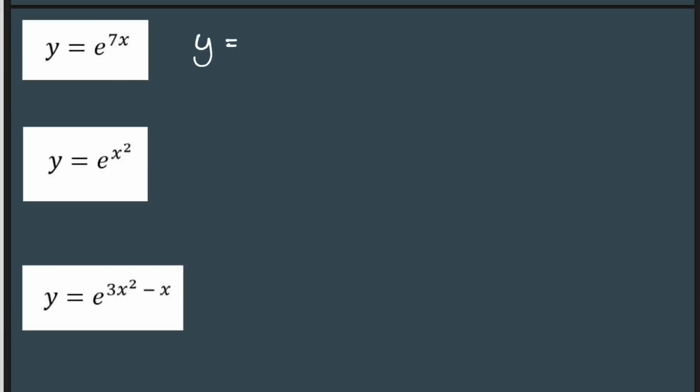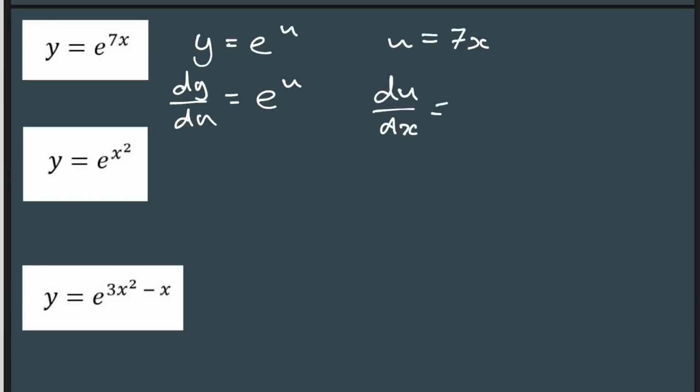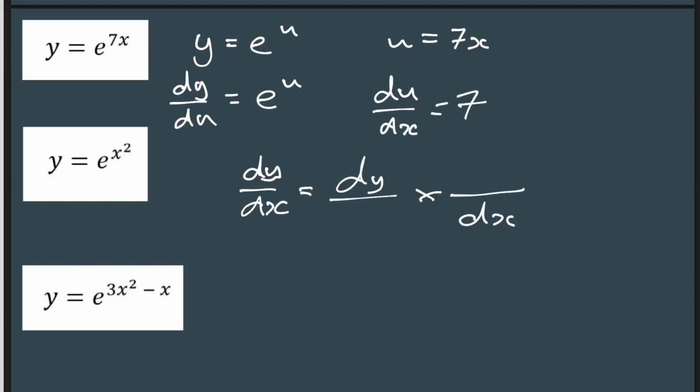So if I let y equal e to the u, and u be 7x, then I can differentiate this one here, which comes out as dy by du, because I'm differentiating with respect to u, is e to the u. Remember, e to the x is special, because it differentiates to itself. The next one is du by dx, because I'm going to differentiate with respect to x. That gives me 7. Remember what the chain rule is. Dy by dx equals dy over du times du over dx.